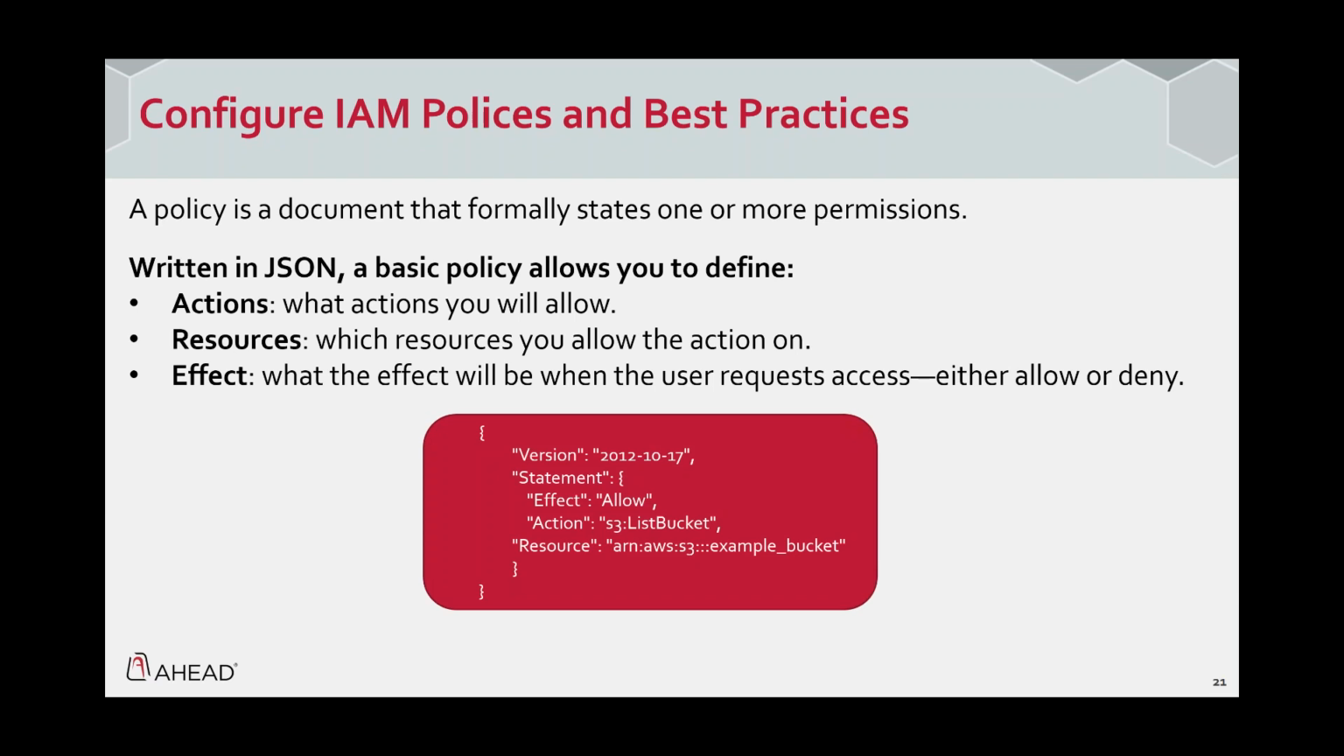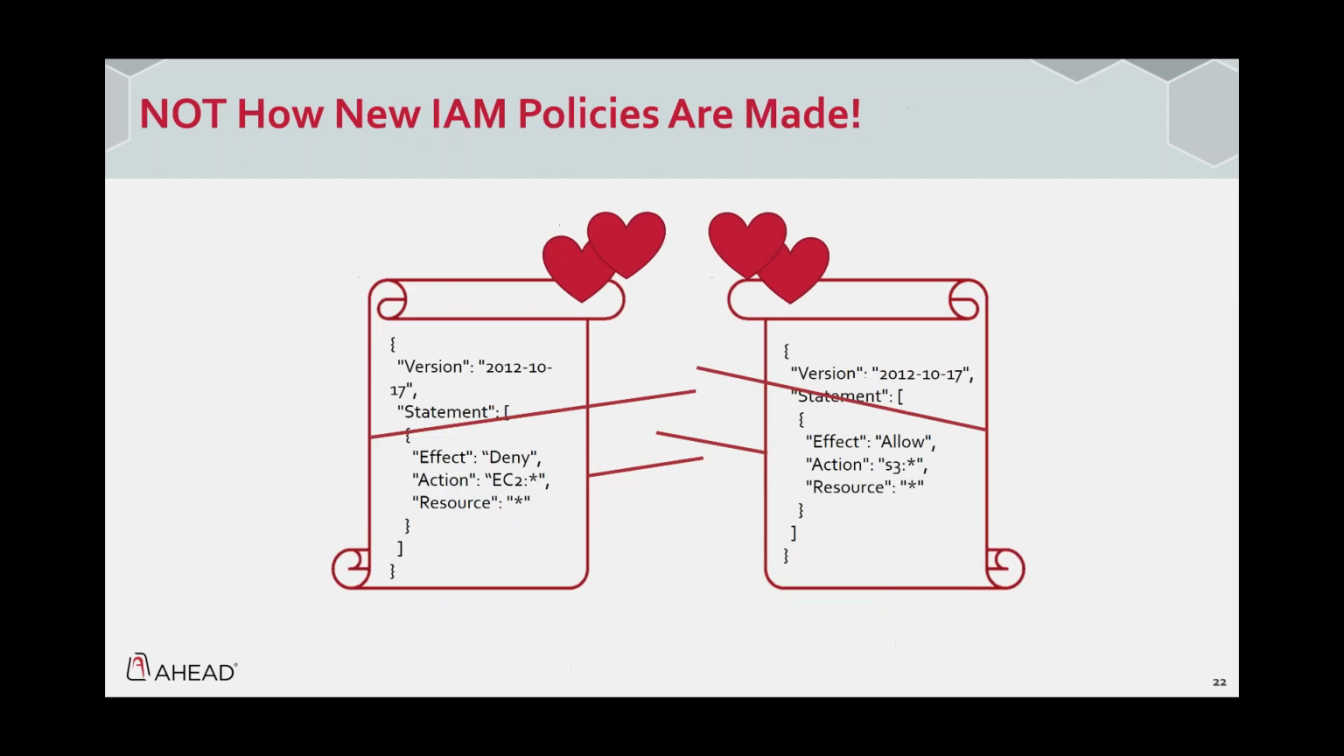So, a quick example of an IAM policy. This one just allows you to list the contents in a very specific bucket within S3. Next step: how are policies made? This is kind of a dumb slide. This is not how policies are made.